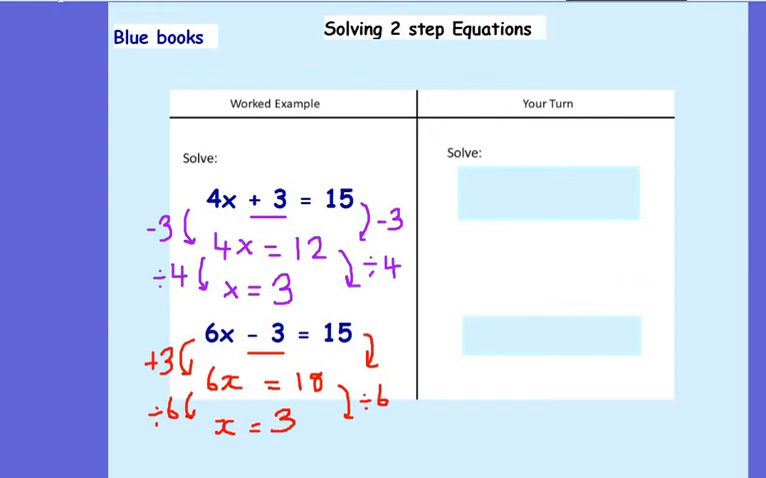Over to Year 8, in your dark blue books, please now solve these two equations for me in the same way. Pause the video for a couple of minutes and complete those now, please.